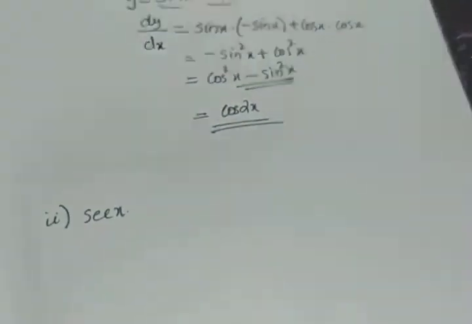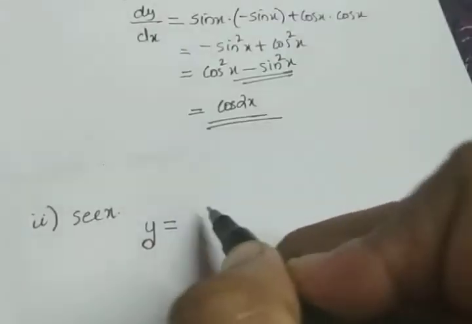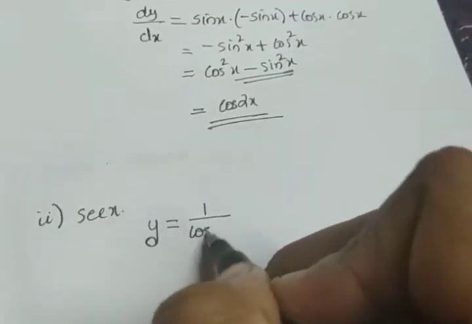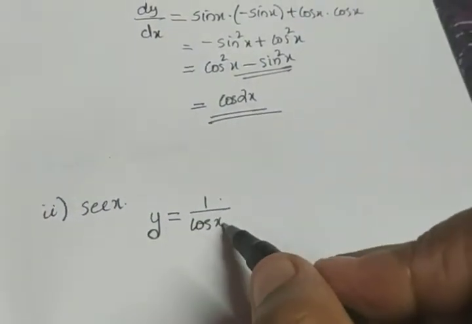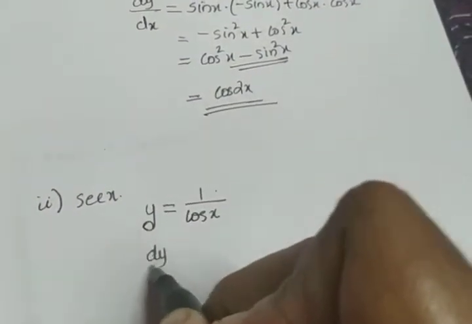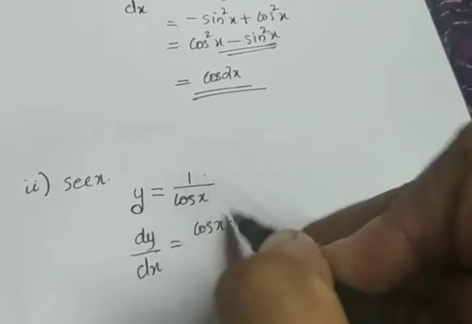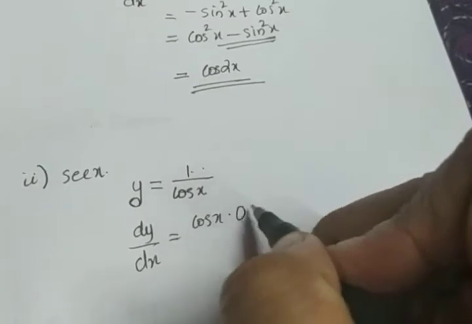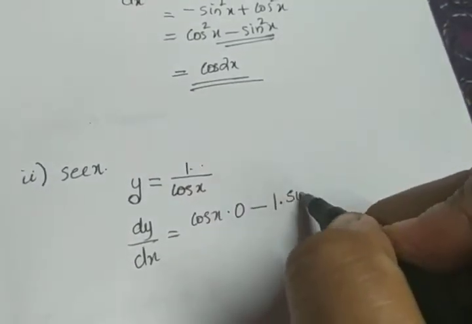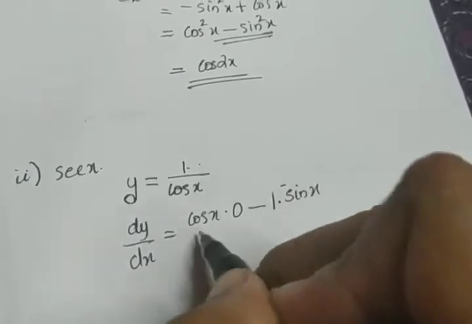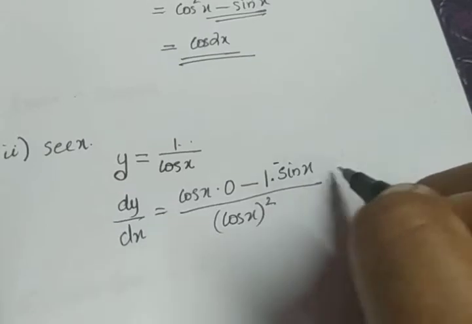Okay. Moving to the second one, sec x. To find the derivative of sec x, what we will do is, instead of sec x, we can write it as 1 by cos x because sec x is the reciprocal of cos x. Now we have a numerator and a denominator. We will apply quotient rule. dy by dx equal to denominator cos x into derivative of 1, that is 0, minus numerator into derivative of denominator. Denominator's derivative is minus sin x divided by denominator square, which is cos x the whole square.